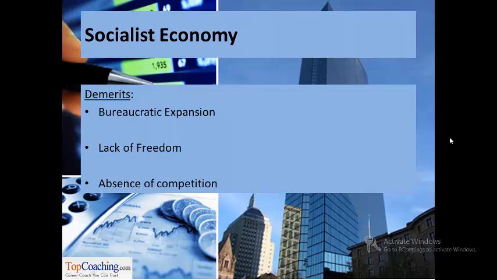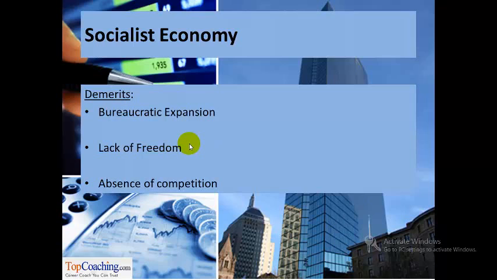Like other economic systems, this economic system also has certain disadvantages. So the first demerit of socialist economy is bureaucratic expansion. A socialist economy is operated under a centralized command and control system. It does not give any initiative for the people to work hard.